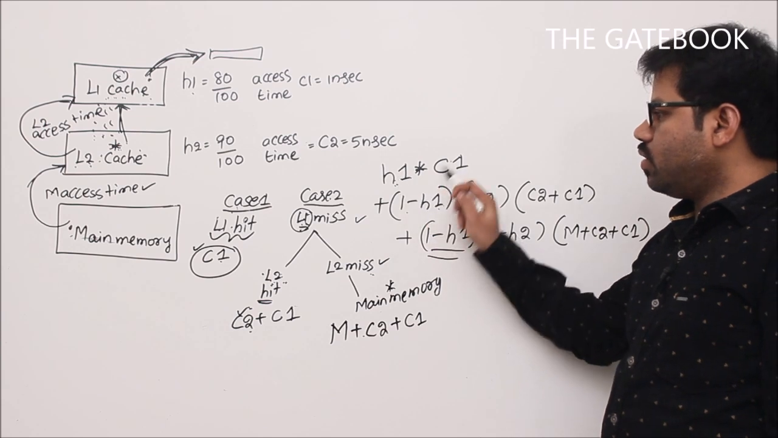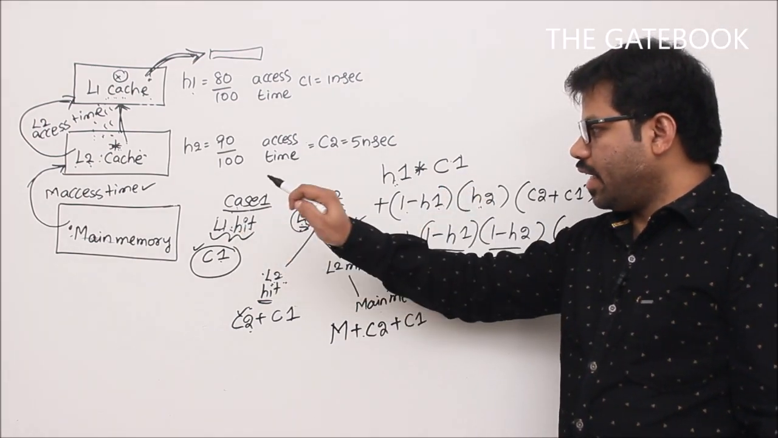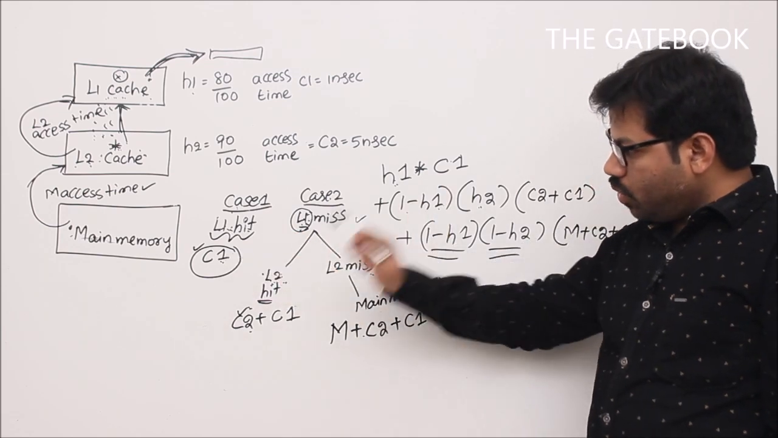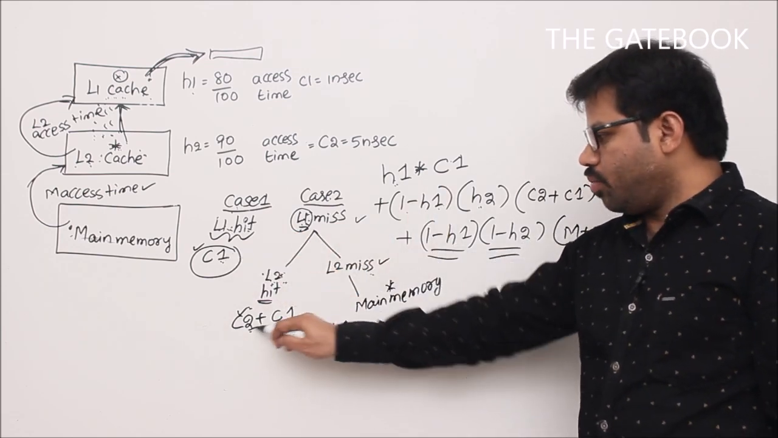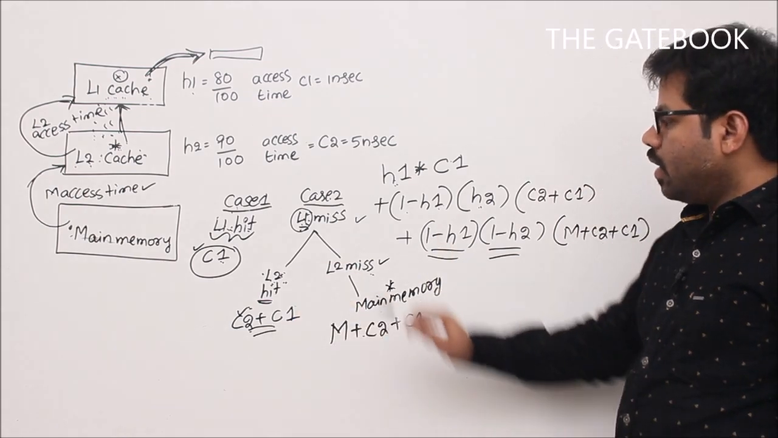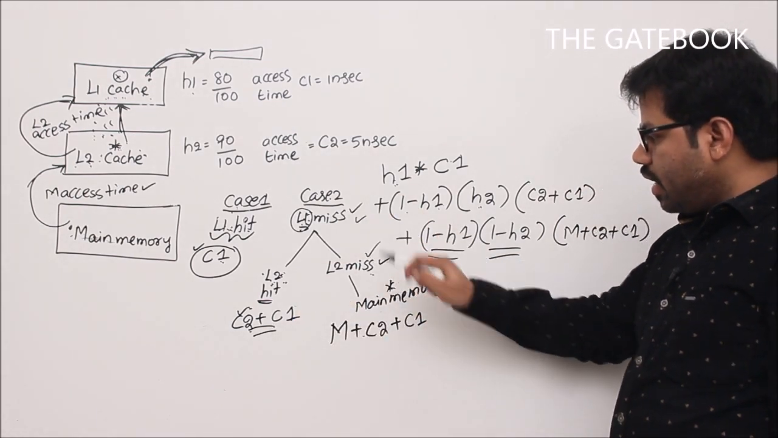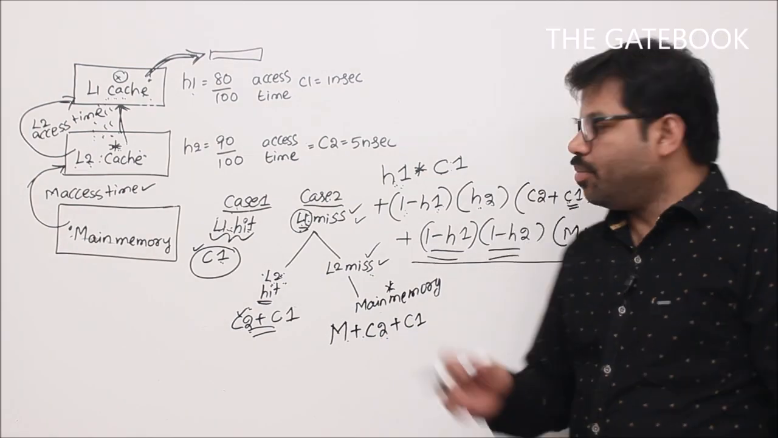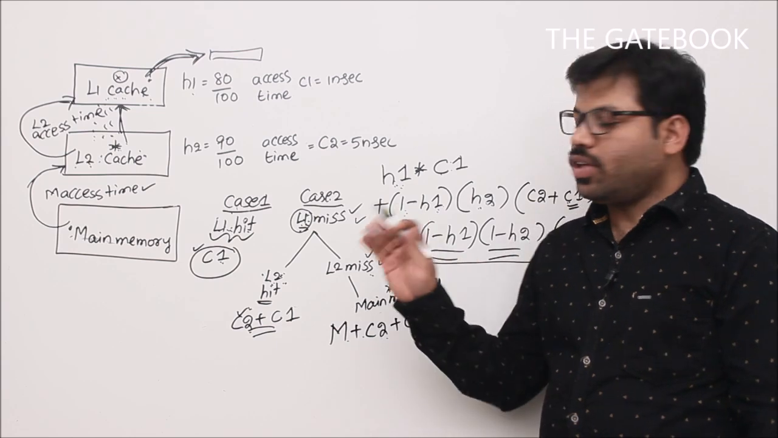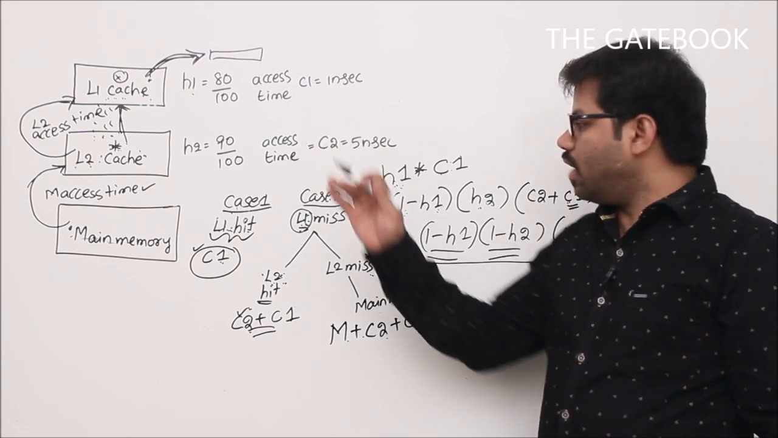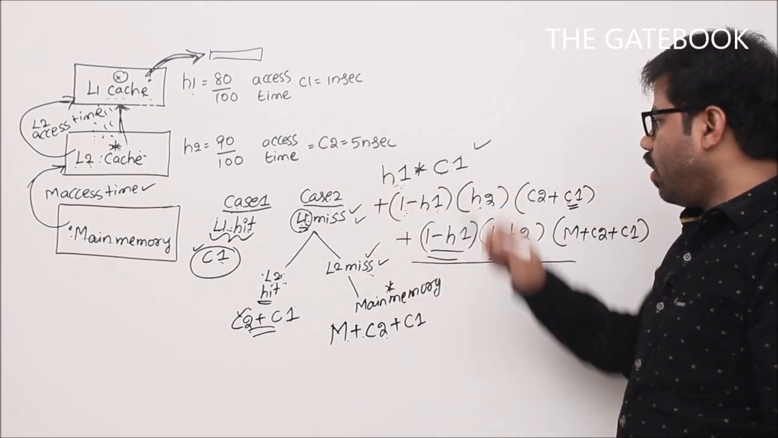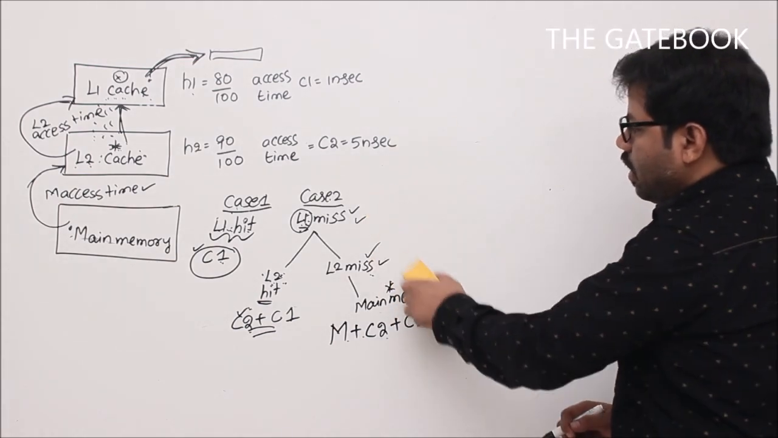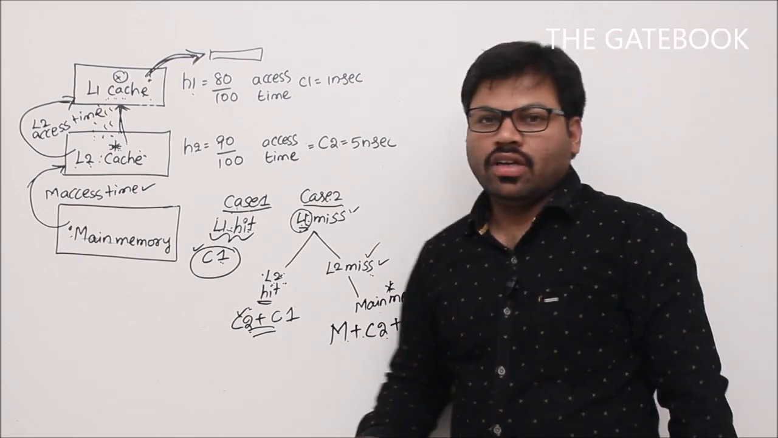Okay. H1 into C1, where H1 is the L1 hit rate, plus L1 miss rate into L2 hit rate into C2 plus C1, plus L1 miss rate into L2 miss rate into M plus C2 plus C1 is the formula. Okay. Now if you simplify it, the same thing you can get by another technique. Rather than simplifying it this way, I will simplify it in another way, with some reasoning. What is that reasoning?